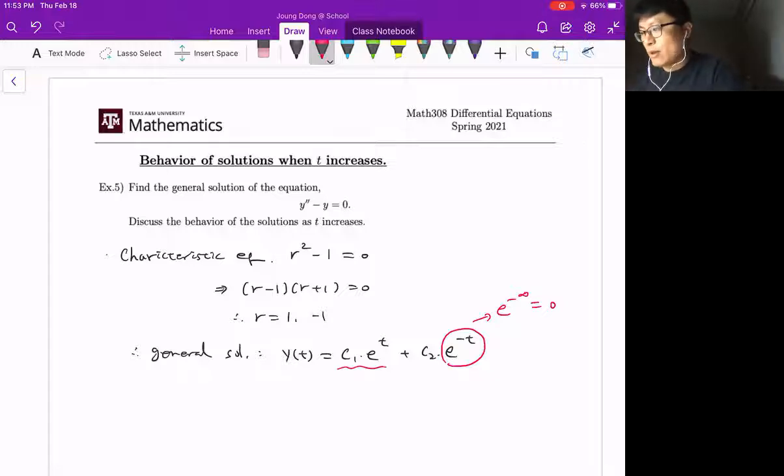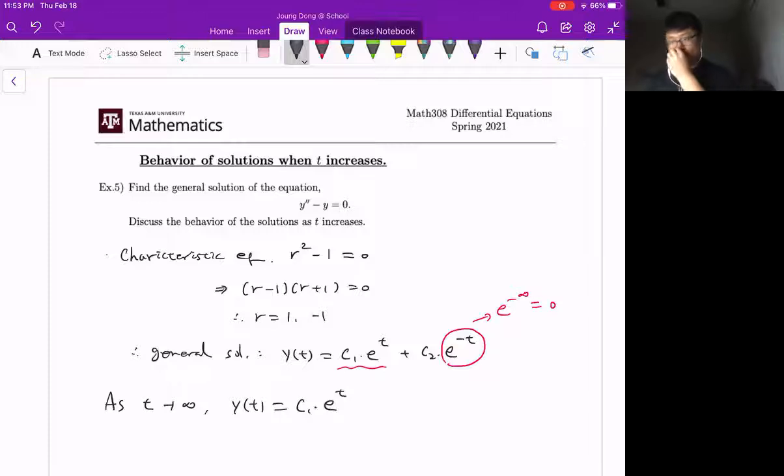So let me summarize this. As t goes to infinity, your solution will be just C1 times e to the t only, because e to the minus t goes to 0.